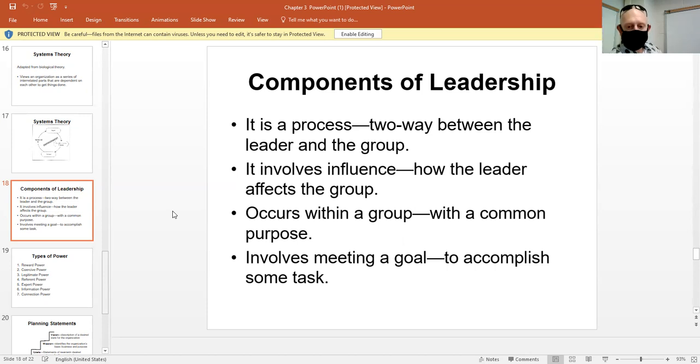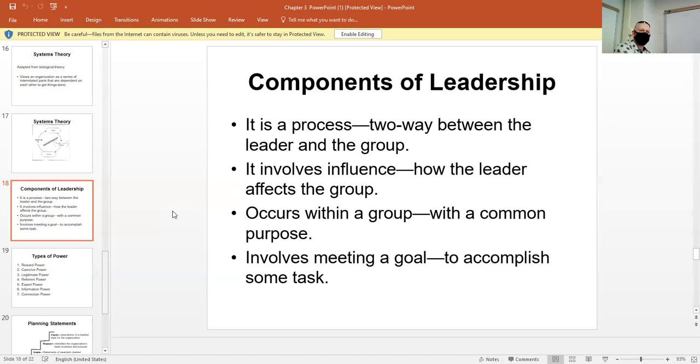So leadership occurs within a group with a common purpose. Even in your little cliques that are working under you as a manager, there's going to be subgroups, these cliques, these friends, these different people. And somebody in that group is going to have to be the one that says, all right, we've sat here long enough. Let's go get this done.